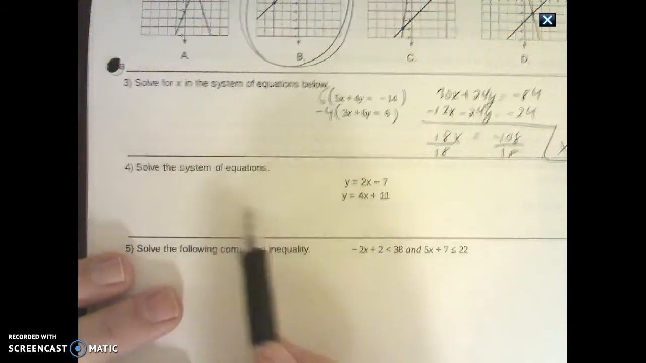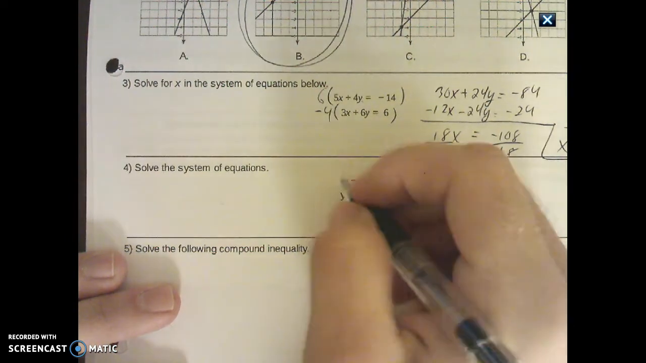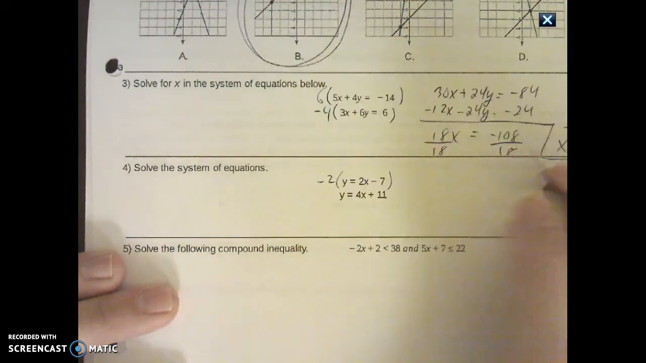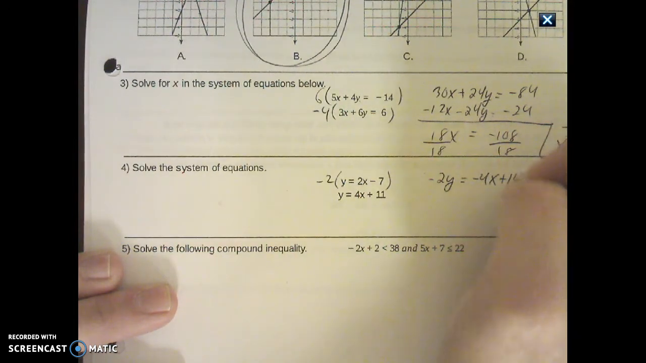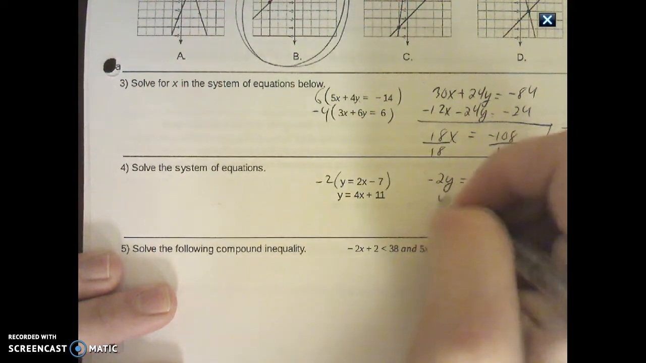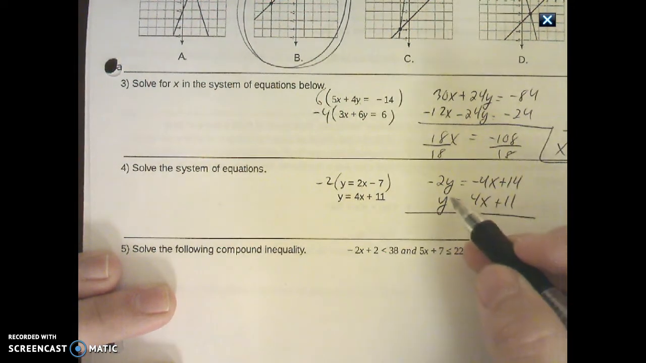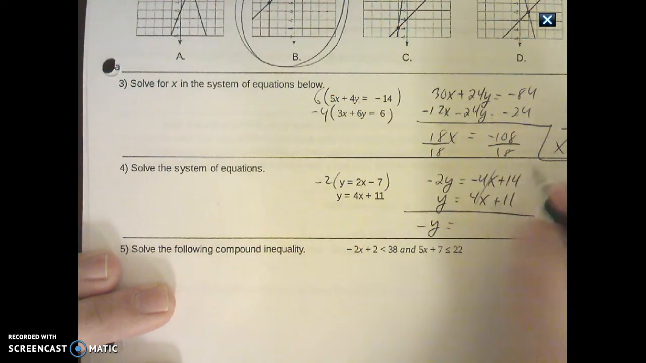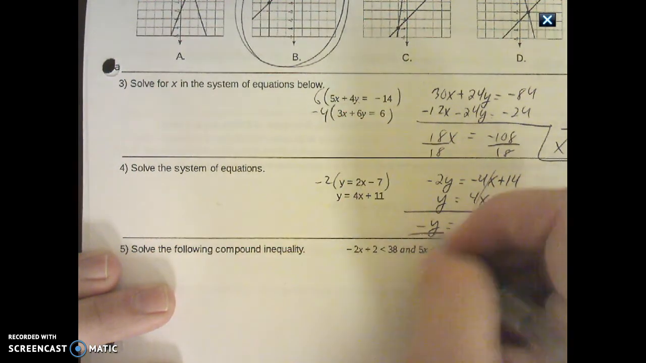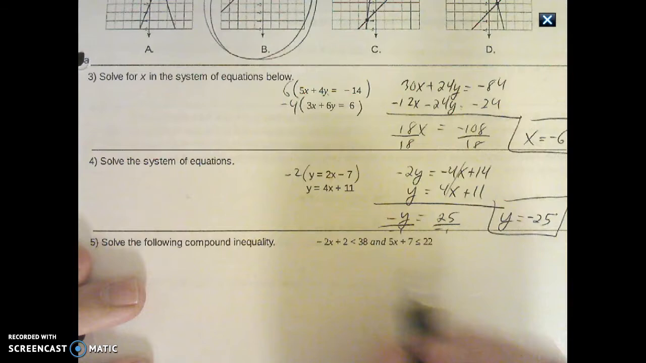Number 4. Solve the system of equations. Well, I can easily get the x's to cancel out by multiplying the top by negative 2. I'll get negative 2y equals negative 4x plus 14. And then down low I get y equals 4x plus 11. Negative 2y plus y gives me negative y. These cancel out. 14 and 11 is 25. Divide both sides by negative 1. Y equals negative 25.